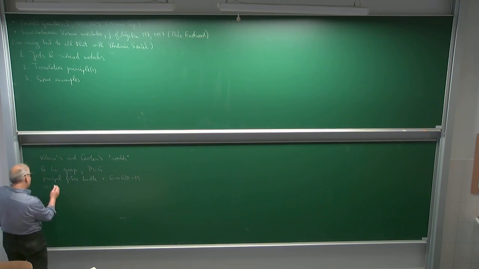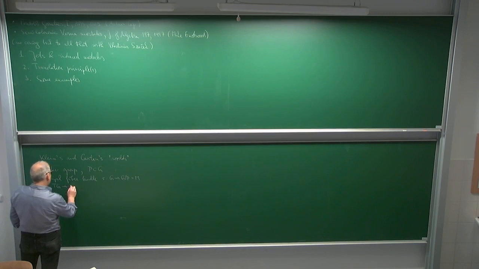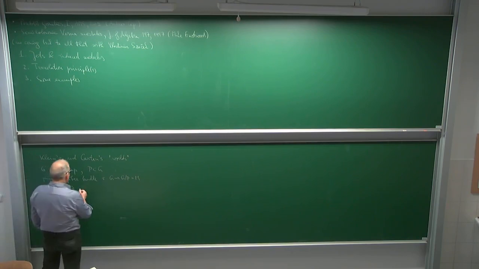So it's the trivialization of the tangent bundle of the Lie group. So it goes to the Lie algebra of G. So it's the Maurer-Cartan form.